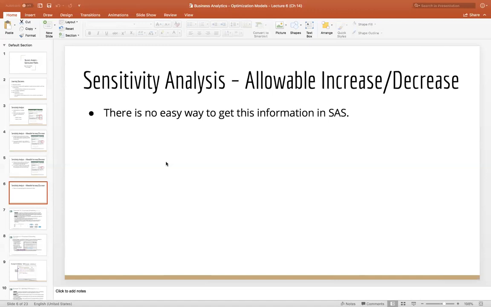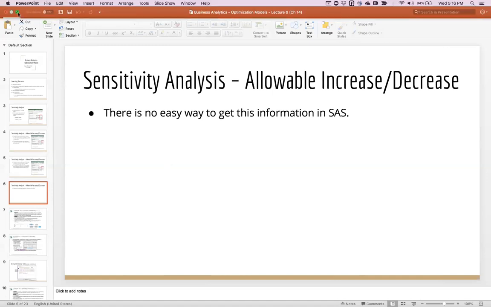Dr. C, a question there. You mentioned there's no easy way to get this in SAS. Is there an easy way in Excel or any other tools for sensitivity?